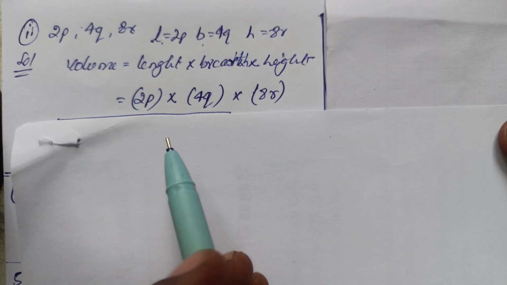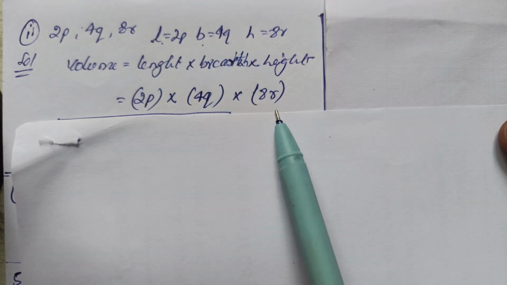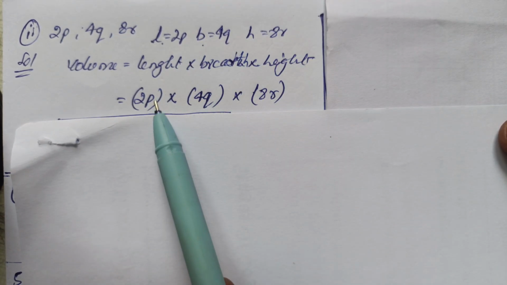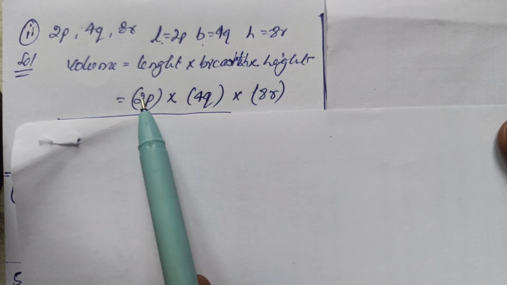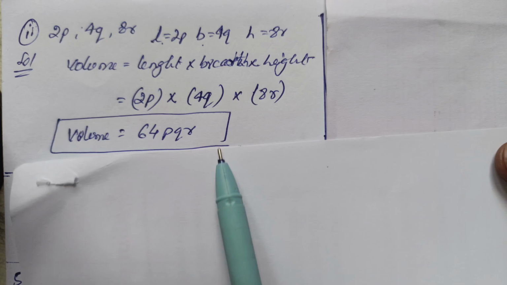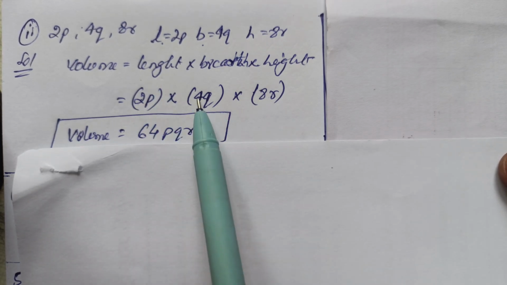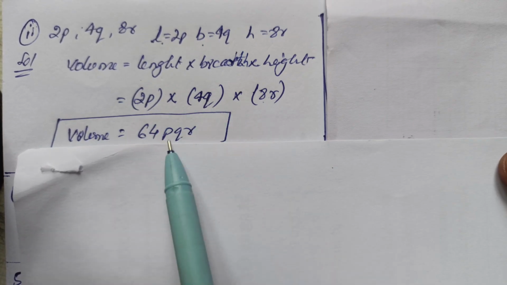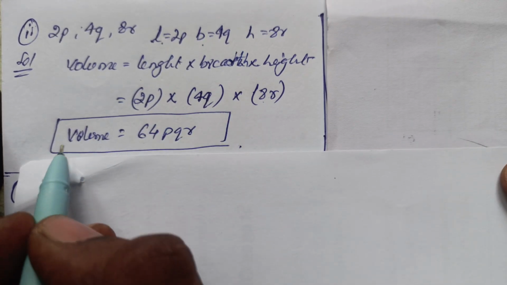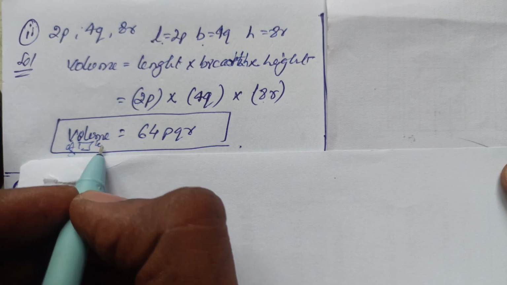So now we know length is 2p and breadth is 4q and height is 8r. So we will substitute here length, breadth and height: 2p into 4q into 8r. So we can write 2 into 4 into 8 separately and p into q into r separately and multiply. 2 4s are 8, 8 8s are 64. p into q into r is pqr. That is the volume of a rectangular box.